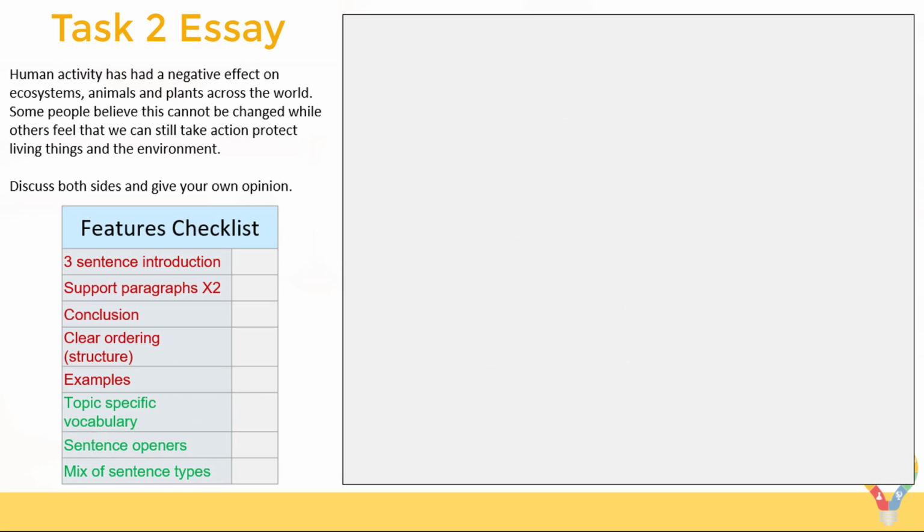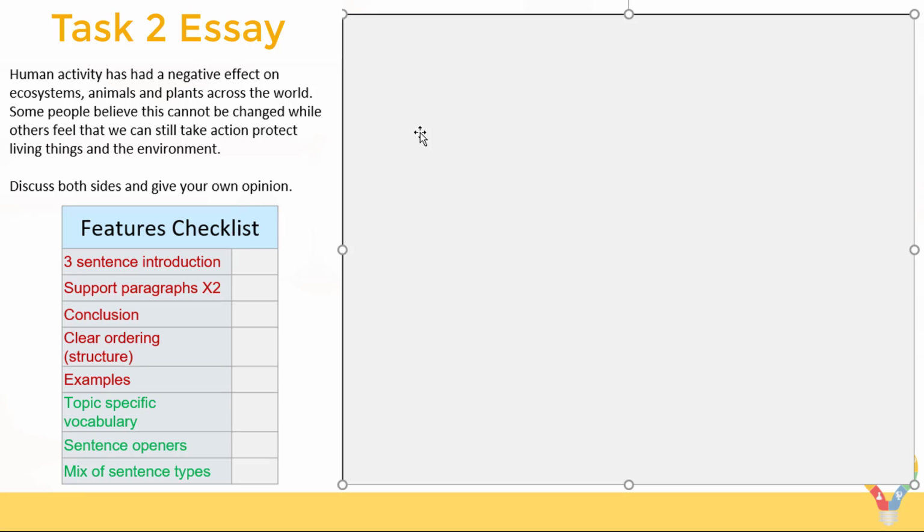To begin our task 1 report, we will need to include our 3-sentence introduction paragraph. Now, we learnt about this a few lessons earlier, and if you can't remember exactly what the 3-sentence introduction is, I do suggest you go back and have another look. But quite simply, the sentences are paraphrase, plan, and outline.